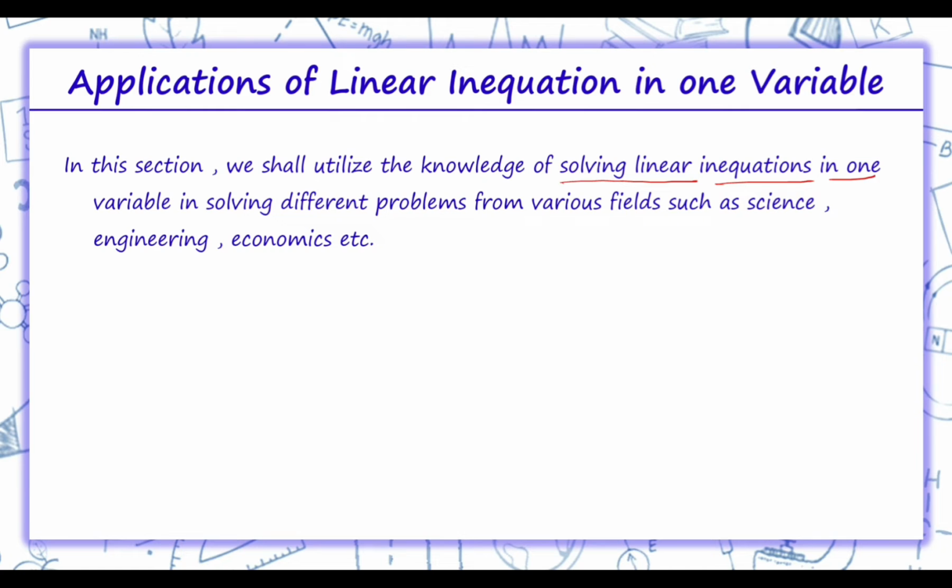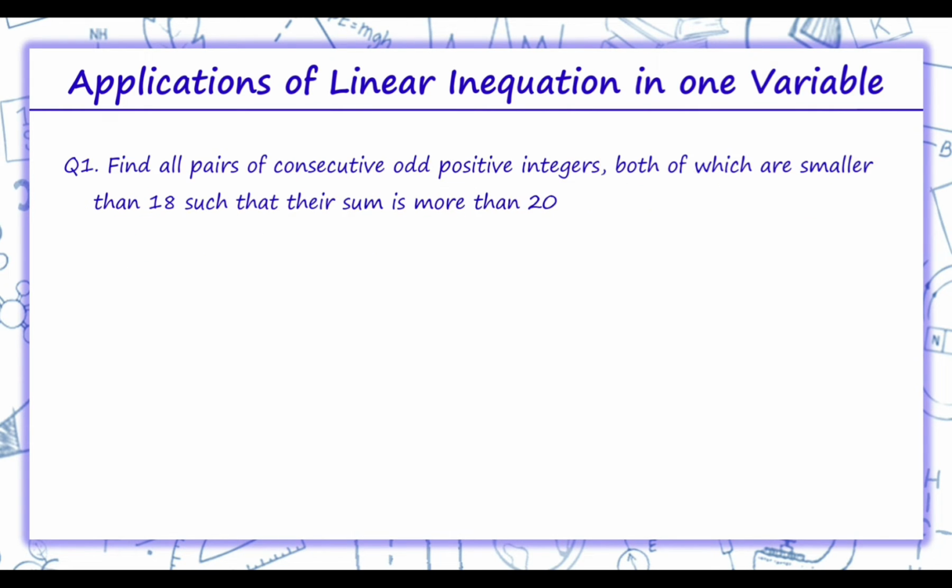So coming on to linear inequations applications, in this section we'll be basically studying the knowledge of solving linear inequation in one variable involving different problems from various fields such as science, engineering, economics, etc. So coming on to the problem, the first application is: find all pairs of consecutive odd positive integers, both of which are smaller than 18, such that their sum is more than 20.